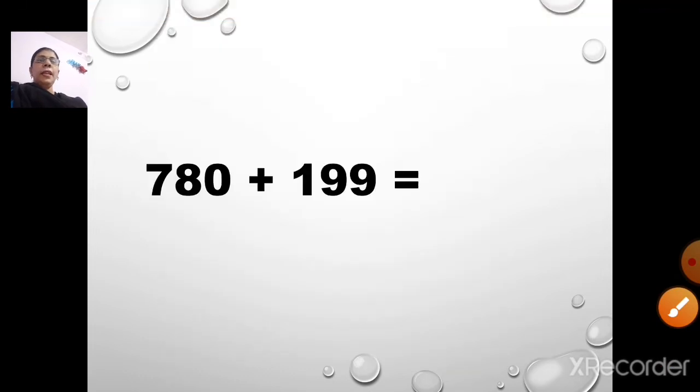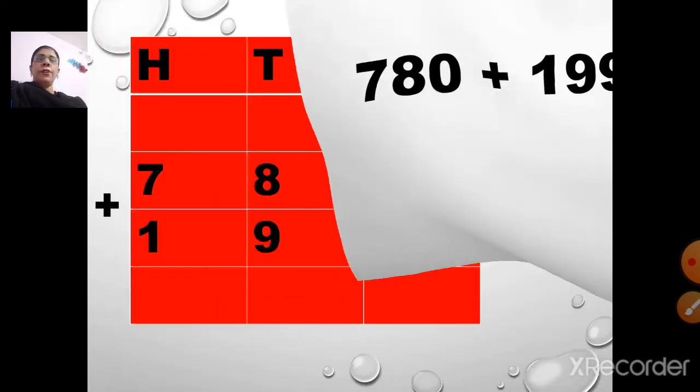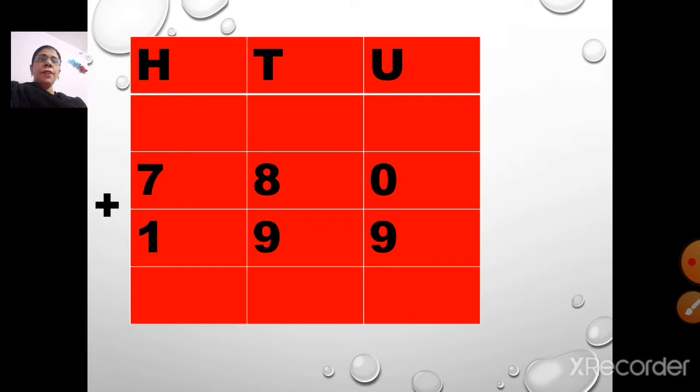Next, 780 plus 199. What is the first step? We are going to arrange them vertically and then add. Now here we have arranged it vertically. So shall we start adding?